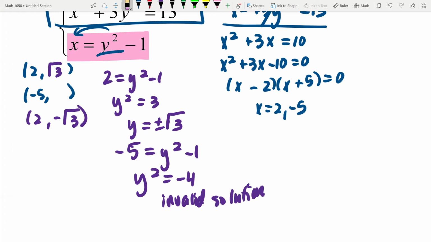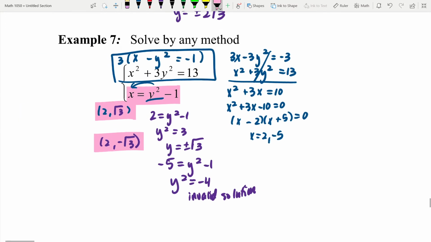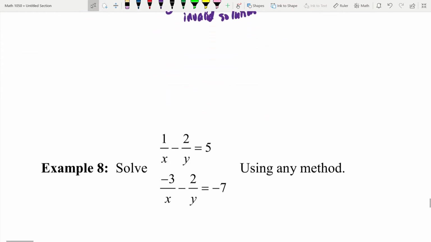I'm going to take my eraser. I'm going to get rid of that -5 ordered pair. I'm going to highlight my answer. I'm going to make sure I check them. And then I'm good. Okay? All right, here's 8.